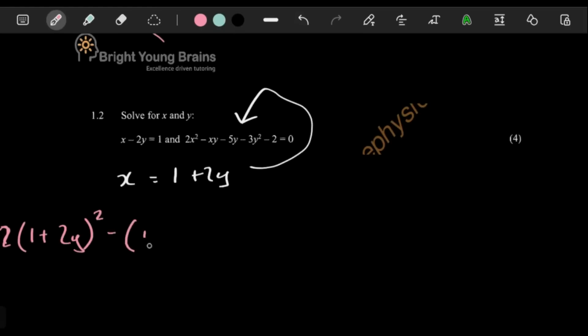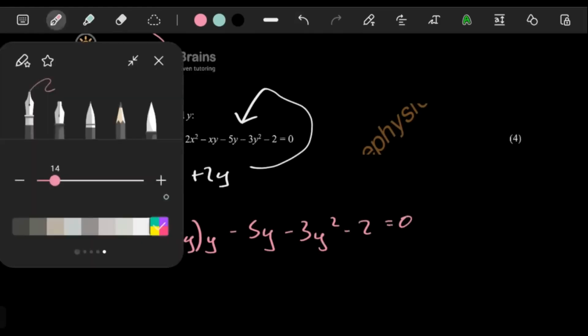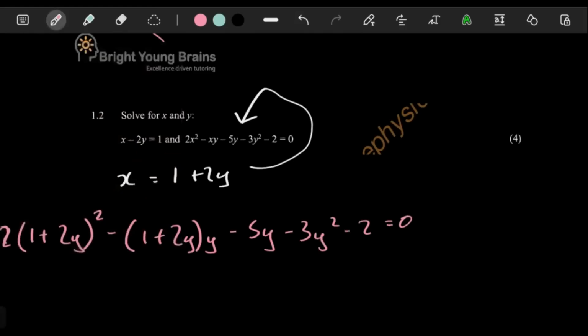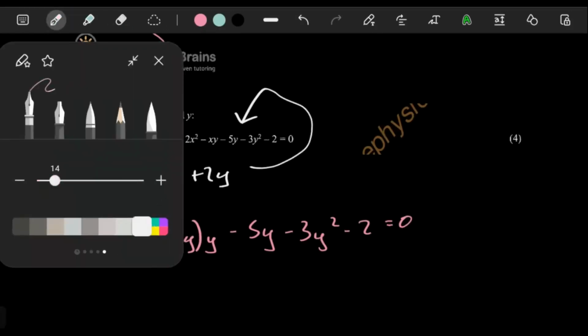Minus 1 plus 2y, and then a y here also. And then here, minus 5y minus 3y squared minus 2 equal to 0. So us knowing all this, we just need to be careful here. Just take things nice and slow.